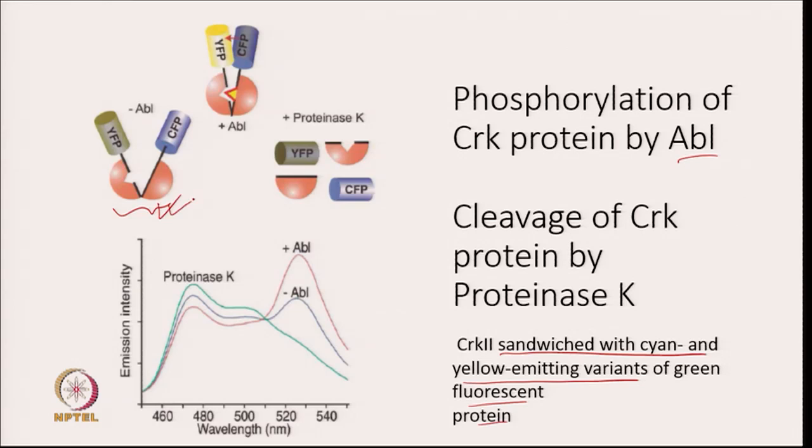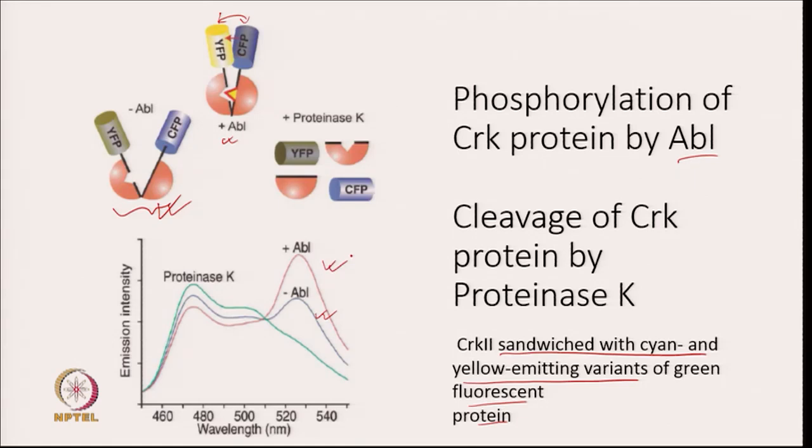This is the structure when ABL is not present. If ABL is present, then what will happen? That interaction will take place, phosphorylation happens, and then this distance will decrease, and there will be a FRET. So if you excite CFP, then YFP will show emission. So this is when ABL is not present, and this is when ABL is present.